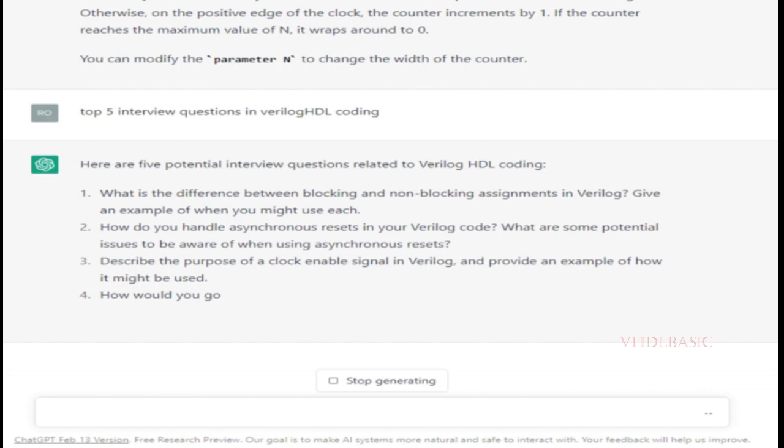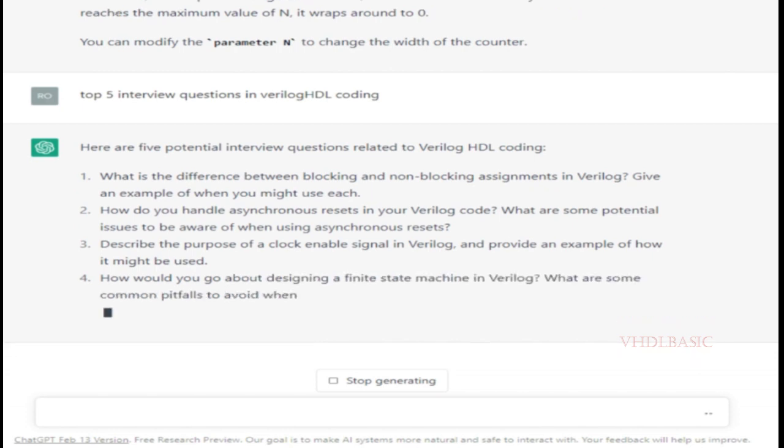Now we can discuss the fourth question. How would you go about designing a finite state machine in Verilog? What are some common pitfalls to avoid when designing an FSM?